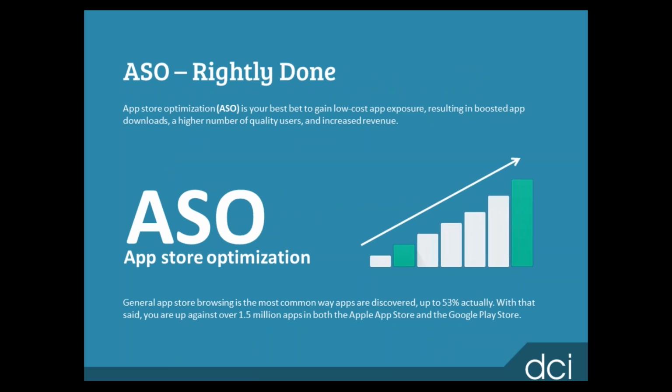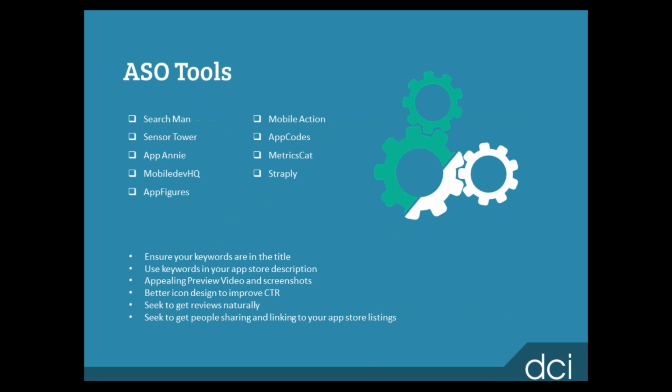ASO is one more key thing which you need to have in mind. App Store optimization is the best bet to gain a lot of low cost app exposure and get a lot of downloads for almost zero cost. With 1.5 million apps in each app store competing against your app, you need to find a way to get the app discovered by the users.